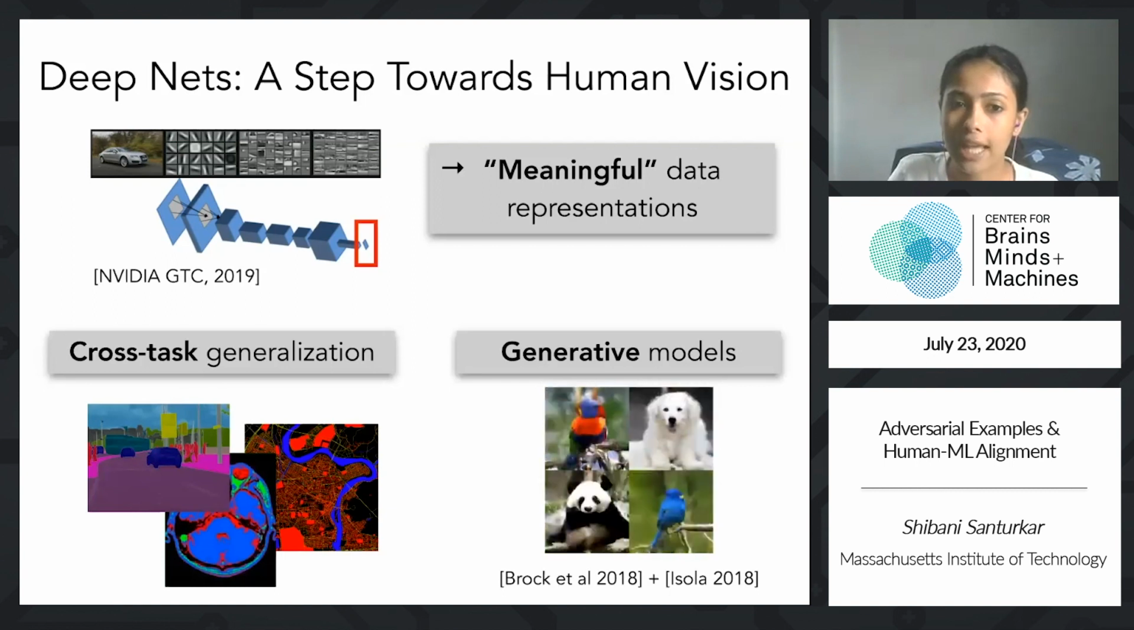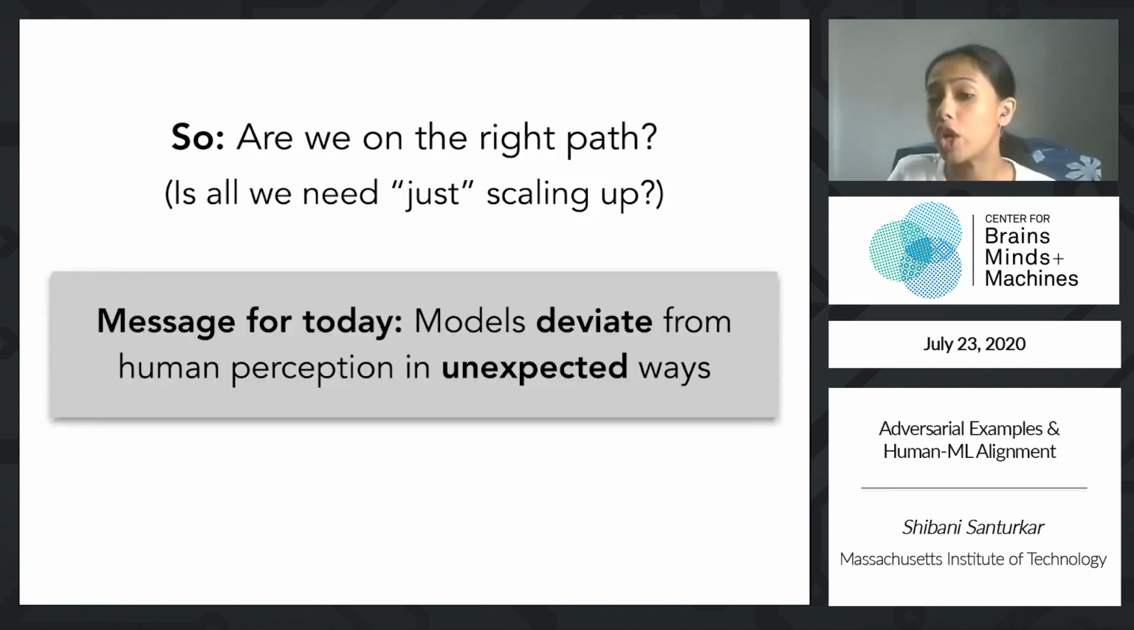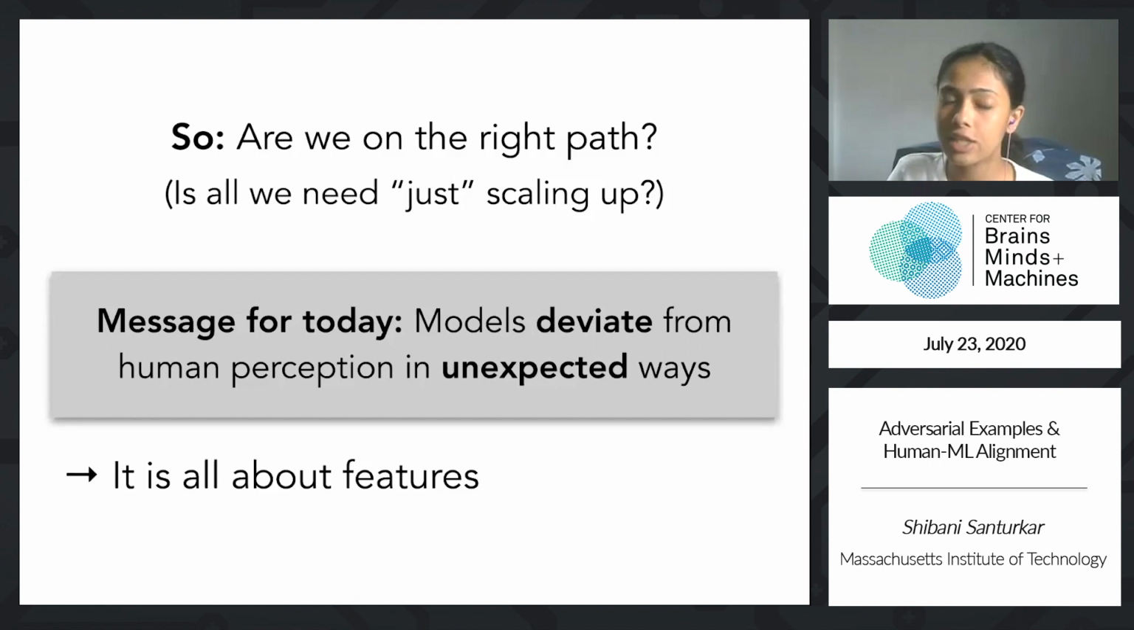So the big question then is, are we there? Are we done? Are deep networks everything that we need to build really good perception systems and other kinds of systems? Is all we need just building larger models with more data? I guess the spoiler is that it may not entirely be the case, and that there may be some fundamental deviations from how we as humans work. And I'll specifically be focusing on perception or vision systems and how machine learning models behave. And it's all about the kinds of features that these different models rely on.